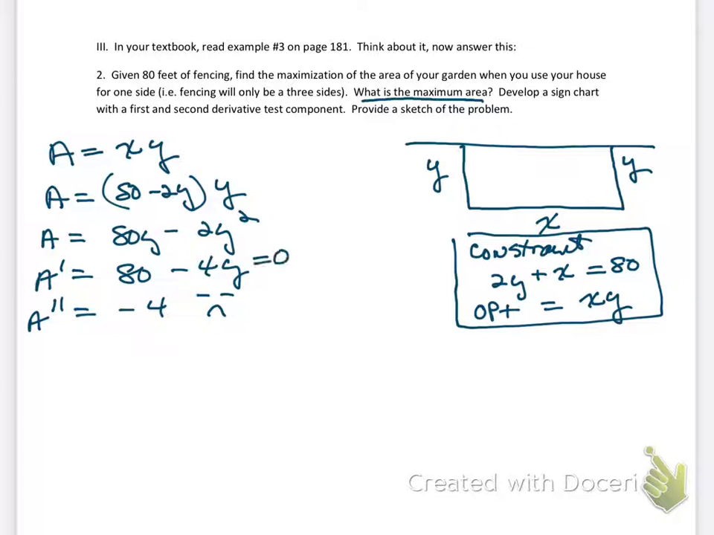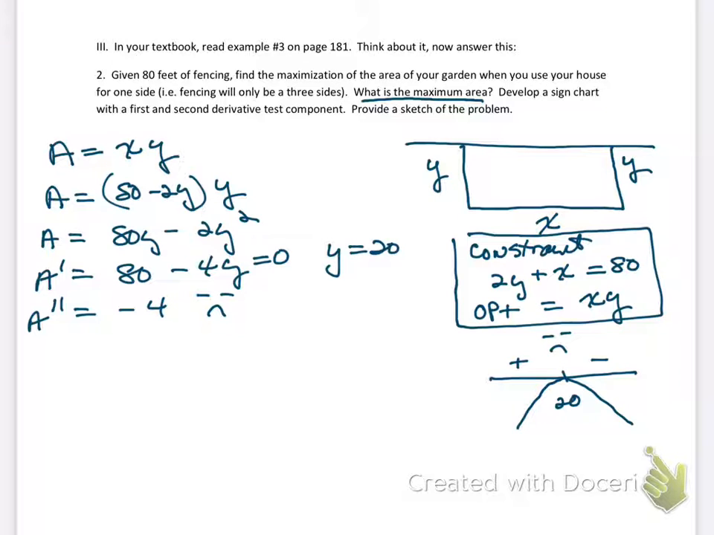So get your critical value now, and if I set that equal to 0, I'm going to find that y equals 20. Okay, so do your little critical value chart. So here's my 20. If I were to check on either side, if I plug a 0 in, it's going to be positive. If I put a 30 in, for example, it's going to be negative. I know that my second derivative is already negative, so therefore I know that my shape is going to be a maximization, so that's all good.